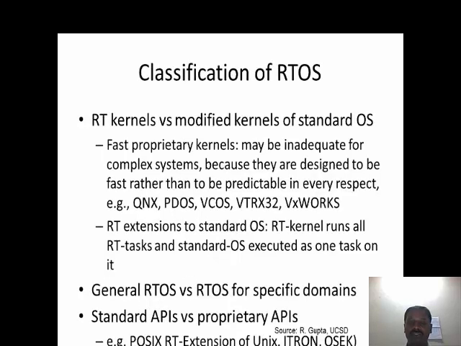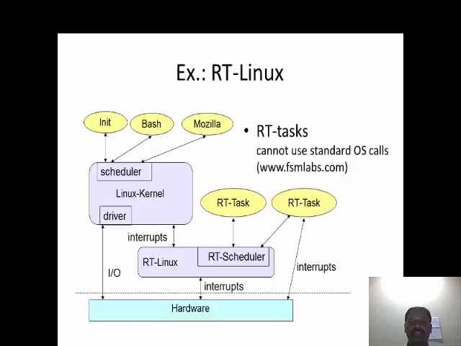Okay, so we went through this: the classification of real-time operating systems and what kernels are available. RT is a real-time feature, an extension provided to the basic kernel. This is one such example, what is provided by RT Linux, the various tasks and how each task interacts.